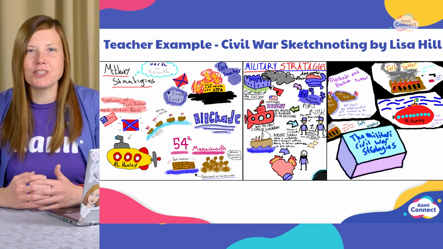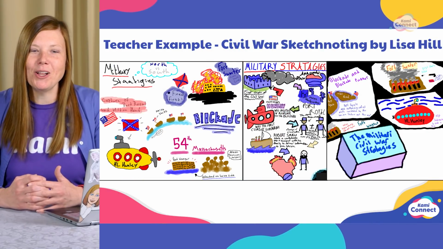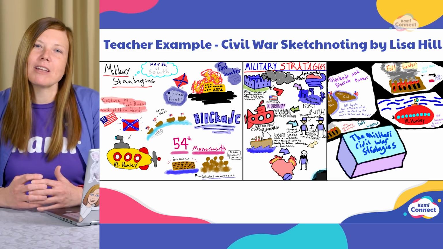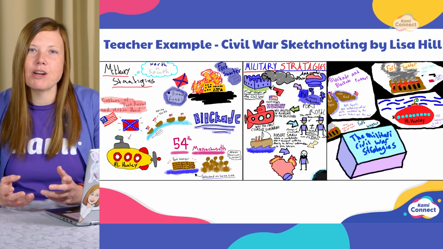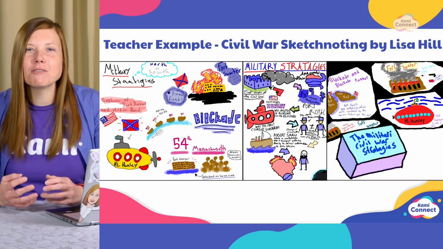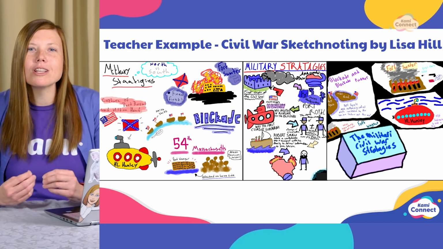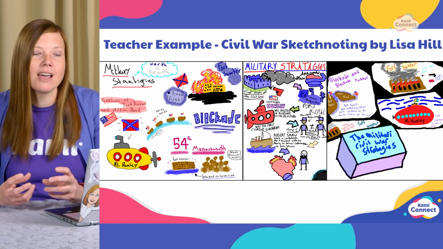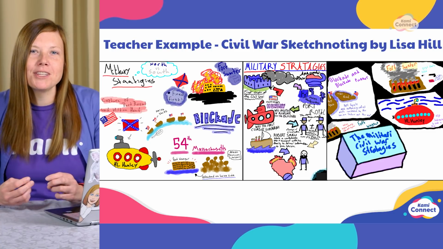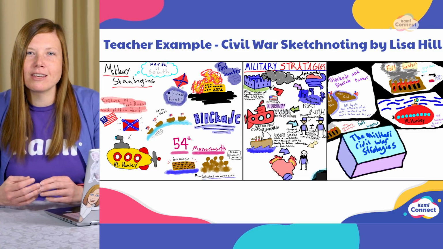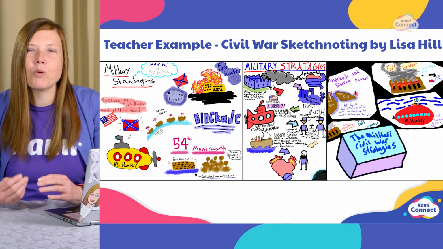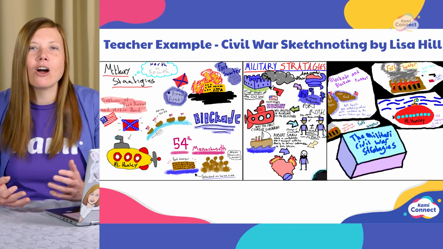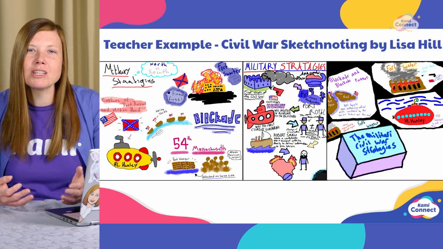This came from a history class, social studies class, from the teacher, Miss Hill, and her students were listening to a lecture about the Civil War military strategies. And you can see that they all have different artistic styles, but they were all synthesizing the same things. You can see that they have Fort Sumter. You can see that they have the H.L. Hunley there. So the same key points that the teacher was making through her lesson are shown through this illustration. And by the students creating this themselves with Kami, creating digital sketch notes using the drawing tools, they really are able to show their learning.